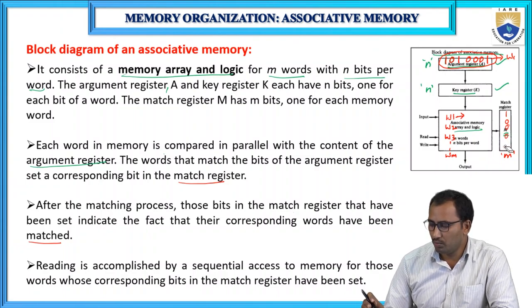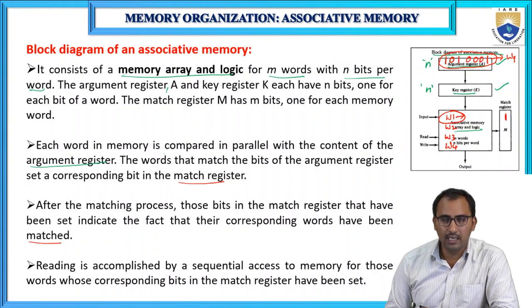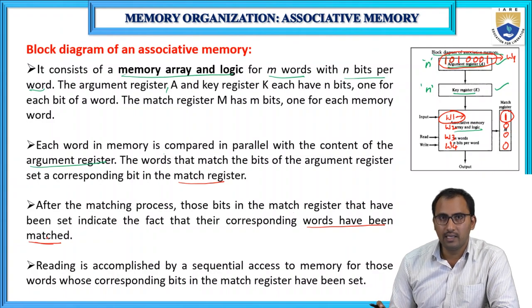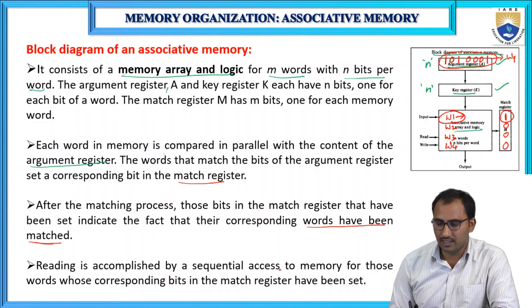Here we have assumed 4 words. So how many bits are there in the match register? 4. We have 4 bits in the match register. Suppose word 1 matches, then the corresponding bit in the match register, the first bit, will be set to 1. If the remaining words are not matched, the corresponding bits in the match register will be set to 0. So logic 1 in the match register indicates that the corresponding words matched. Reading is accomplished by several sequential accesses to memory for those words whose corresponding bits in the match register have been set.